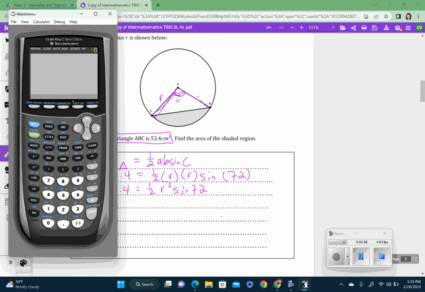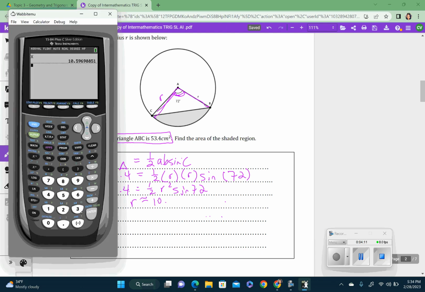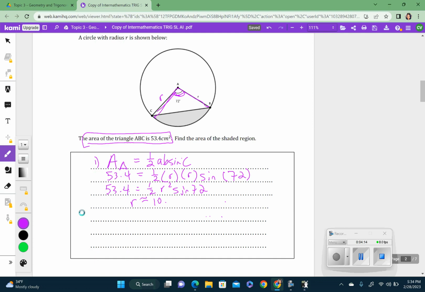I'm going to hit second trace or second calc, option number 5, which is intersection. You can move over to it if you'd like. Enter, enter, enter should do the deal. There we go: 10.596989. That's our value of X, and if I go over here, my X is going to be there. So that's my value of my radius. R is about 10.596, and then you write down the rest of those numbers. So that is our radius.